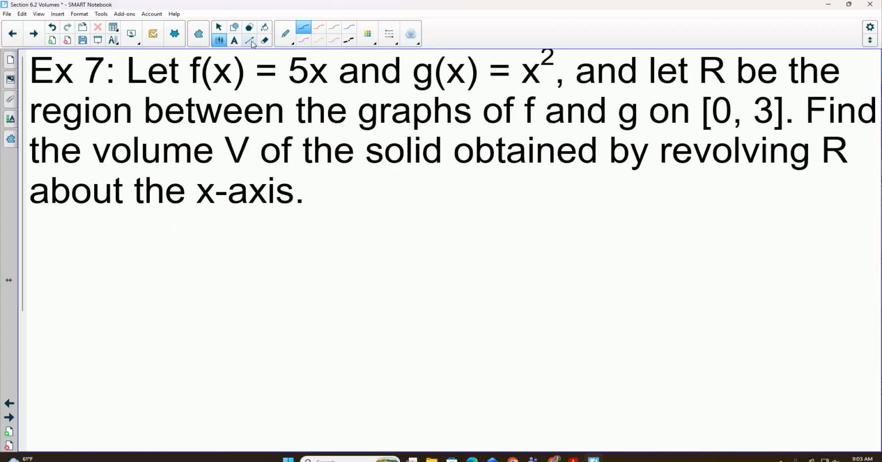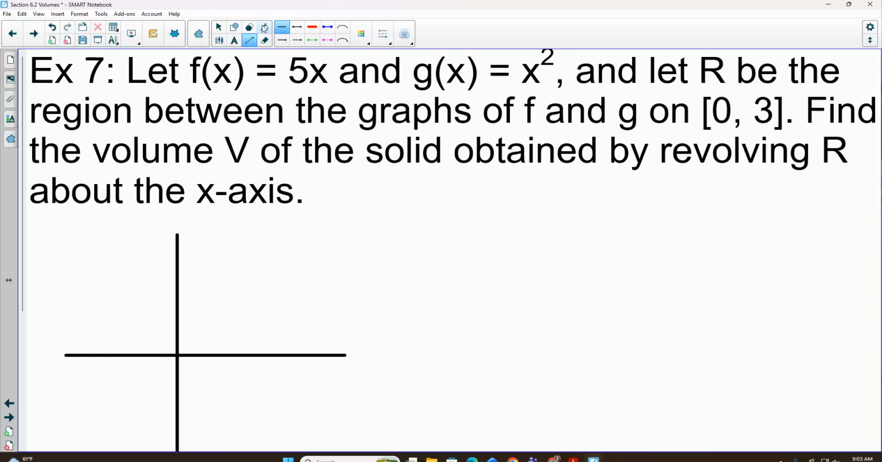Example for today. Let f of x equal 5x and g of x equal x squared, and R be the region between the graphs of f and g on the interval 0 to 3. So we're not even looking for their intersection points. We know we're just going from 0 to 3. Okay, so 5x is just a line. You can make it as accurate as you want. So if you put in 0, you get 0. If you put in a 3, you're going to get 15. So I only need this portion of my line.